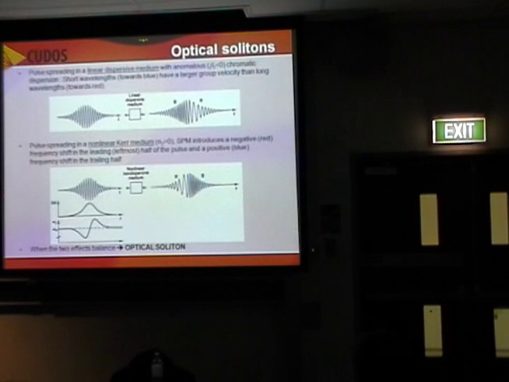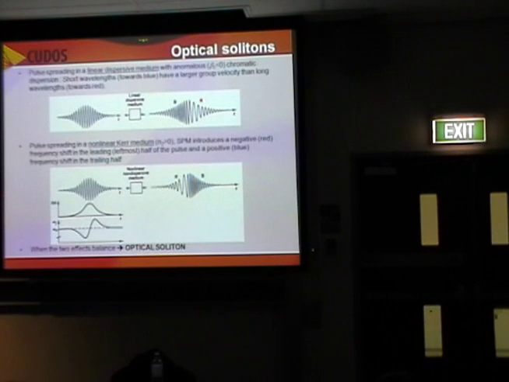So let me just remind everyone, if they don't already know, about optical solitons. Of course, we've already covered to some extent what linear dispersion does. If you have an anomalous dispersing medium, you have the situation where the short wavelengths have a larger group velocity than the long wavelengths. And so a pulse going through this linear dispersing medium broadens in time, and you see the red wavelengths are at the front.